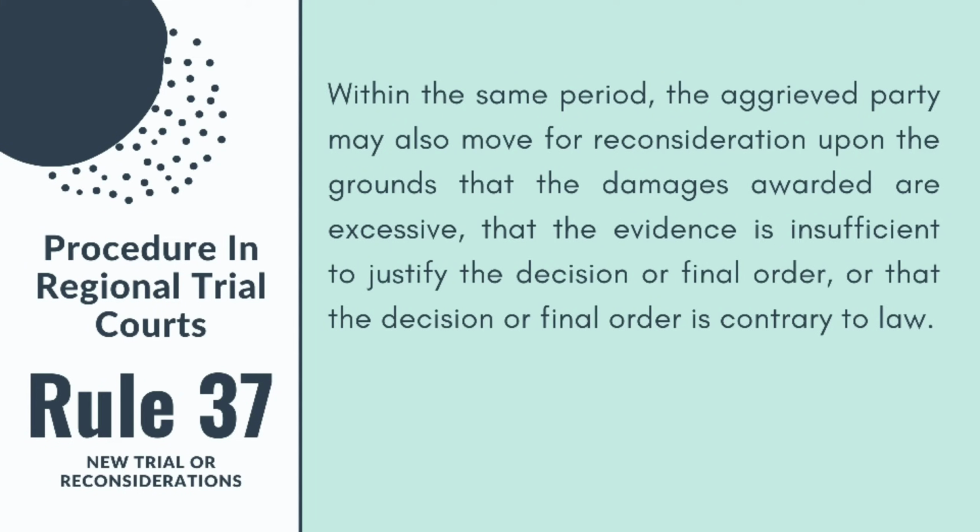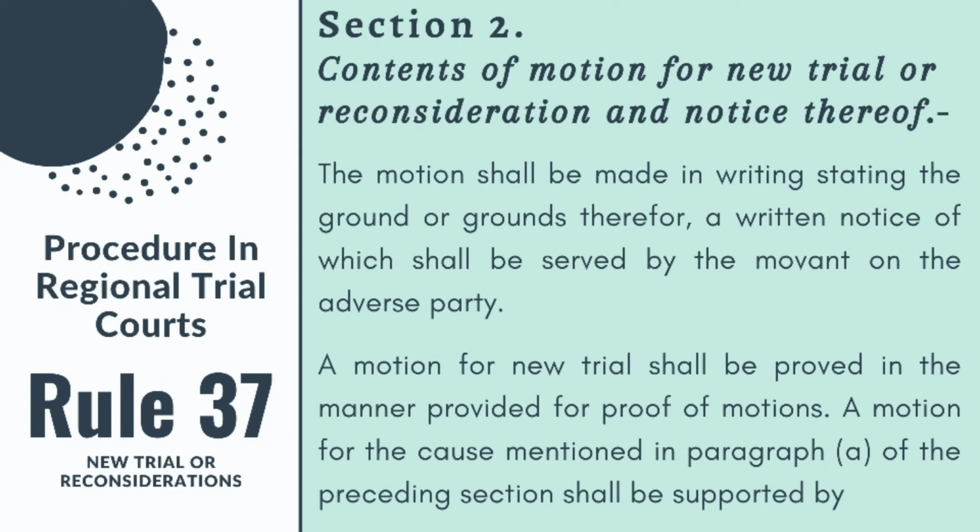Within the same period, the aggrieved party may also move for reconsideration, upon the grounds that the damages awarded are excessive, that the evidence is insufficient to justify the decision or final order, or that the decision or final order is contrary to law. Section 2. Contents of motion for new trial or reconsideration, and notice thereof. The motion shall be made in writing, stating the ground or grounds therefor, a written notice of which shall be served by the movant on the adverse party. A motion for new trial shall be proved in the manner provided for proof of motions.